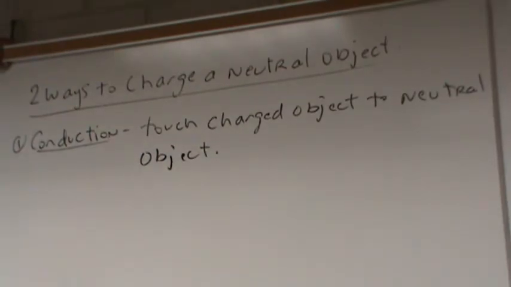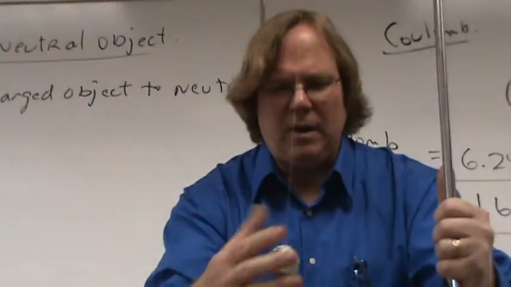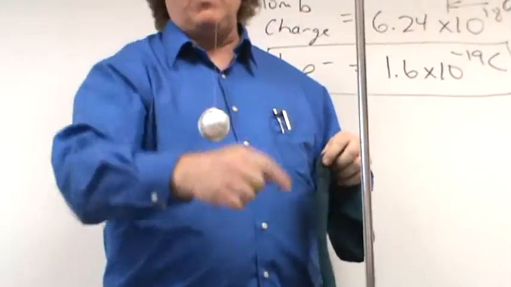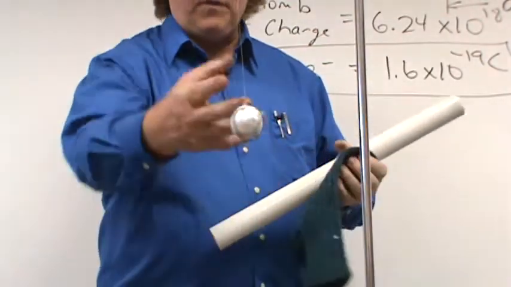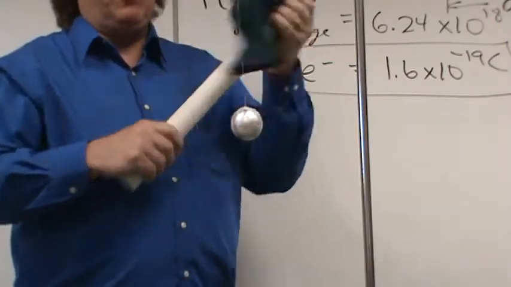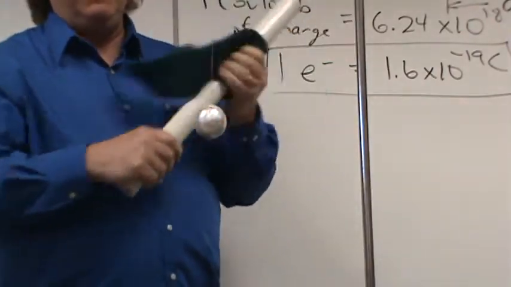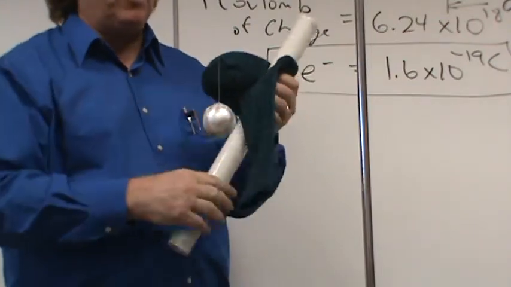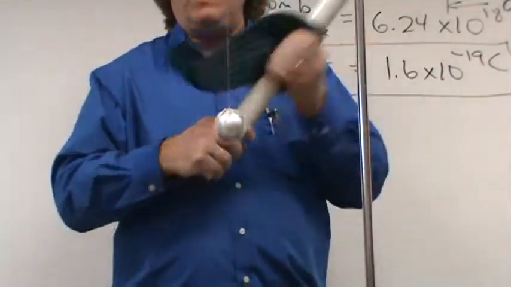Let me show you another example of charging by conduction. What you see here is a ping pong ball covered in aluminum foil, so it's covered in metal. It is neutral. I'm going to charge this negatively charged rod, and then when I get it close, that neutral object will be attracted to the charged rod. But I want you to see what happens next.